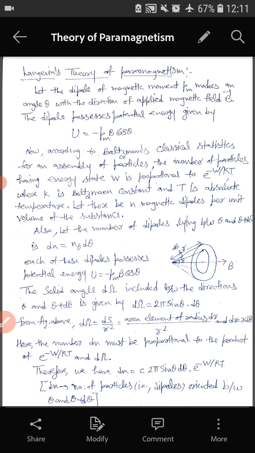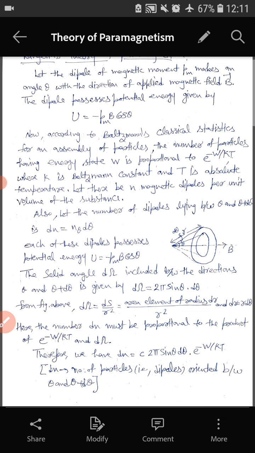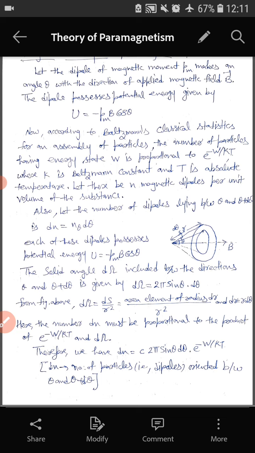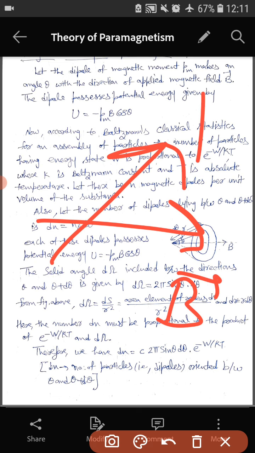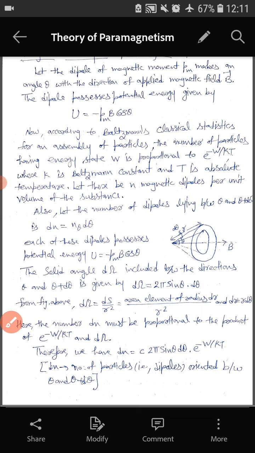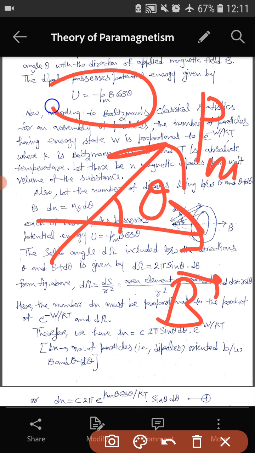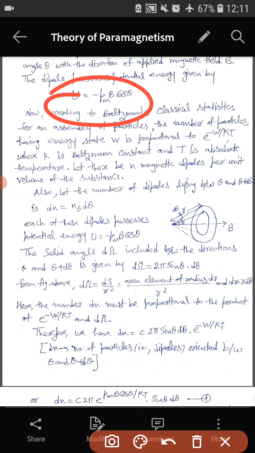To discuss its theory, let us consider a dipole of magnetic moment Pm that makes an angle theta with the direction of applied magnetic field B. Suppose we have applied magnetic field B in this direction, and we have the dipole magnetic moment of any paramagnetic material in this direction, and the angle between these two is theta. In this case, the potential energy possessed by this magnetic dipole is U equal to minus PmB cos theta.